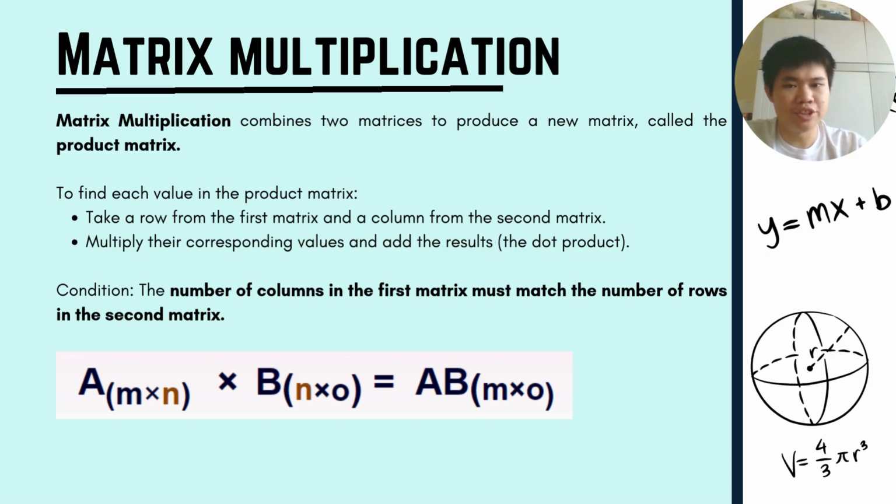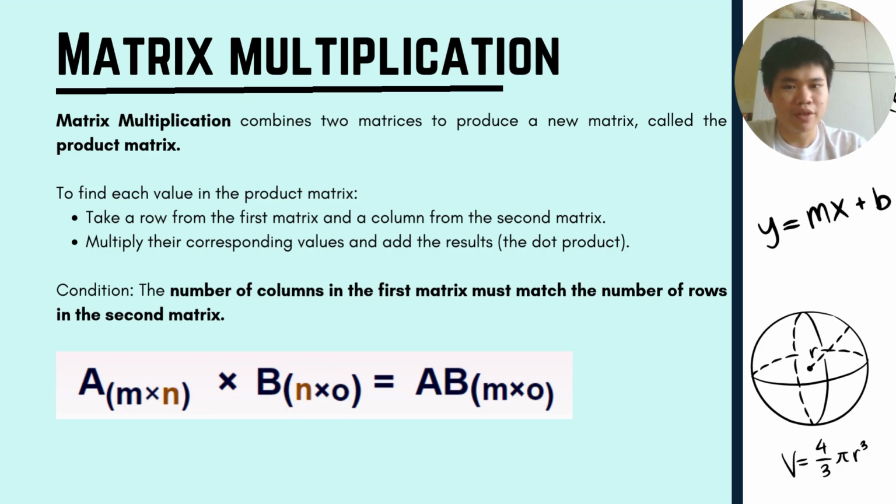For matrix multiplication, it combines two matrices to produce a single new matrix, which is known as the product matrix. In order to find each value in the product matrix, we need to take a row from the first matrix and a column from the second matrix. After that, we multiply their corresponding values and add the results, which is known as the dot product. Keep in mind that matrix multiplication can only occur if the number of columns in the first matrix matches the number of rows in the second matrix.